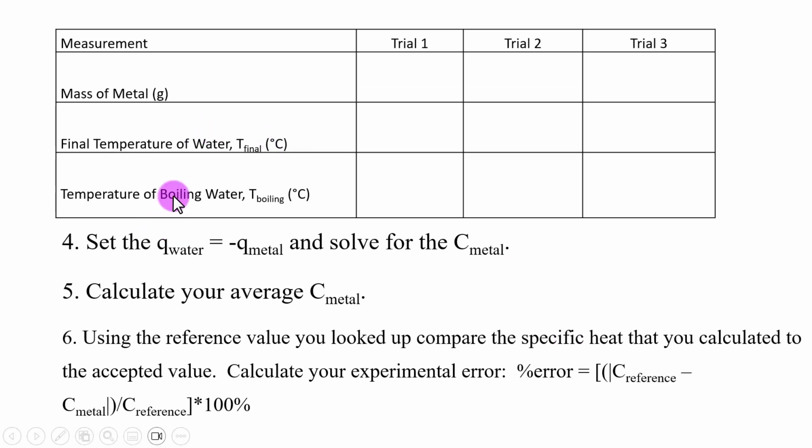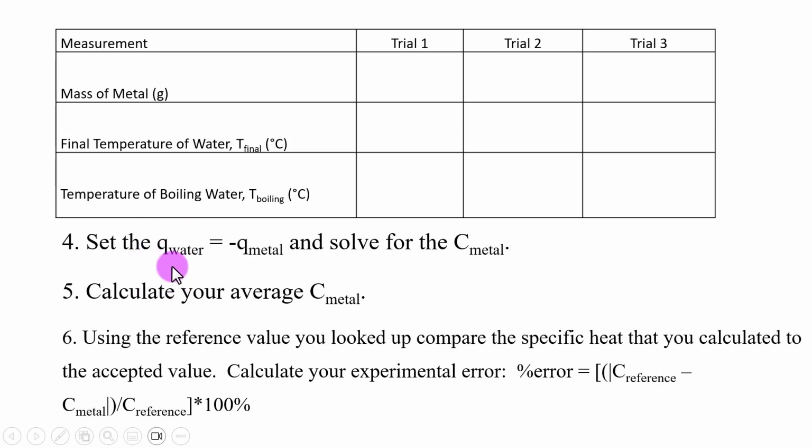Okay, here's the data that you need. For part 3, you have the temperature of the boiling water and the final temperature of water. You take final minus T boiling to give you the delta T of the metal. Then for part 4, it says take the Q for water that you calculated in part 2 and set it equal to the minus Q of the metal. We don't have a straight way to calculate the heat that the metal lost, but we can calculate the heat of the water that it absorbed.